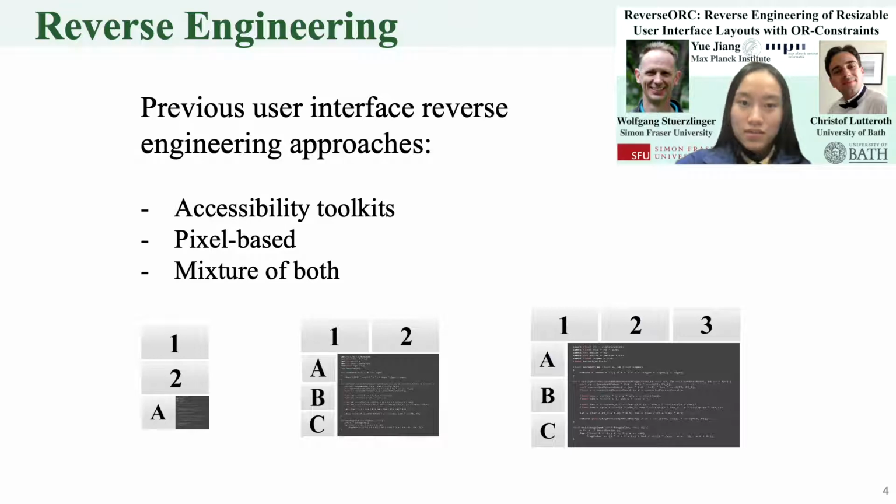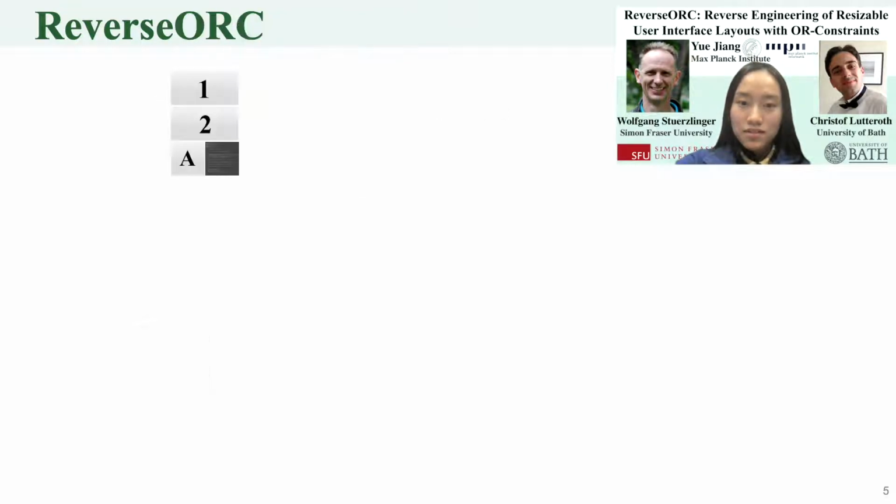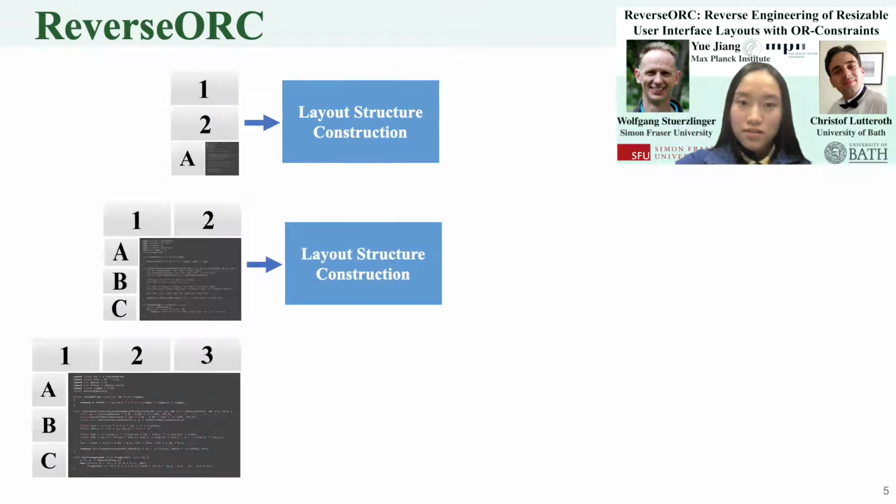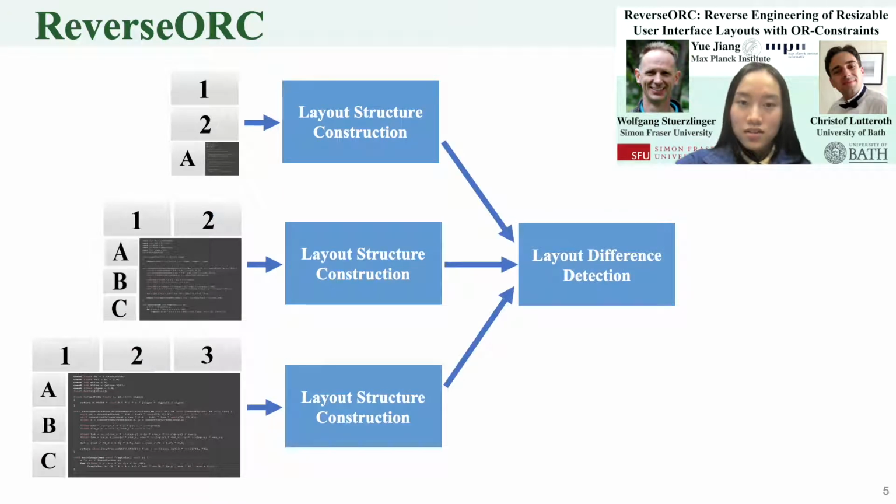No previous approach reverse engineers the dynamic resize behaviors of a UI layout. We propose ReverseORC, a novel reverse engineering approach able to discover diverse layout types and their dynamic resizing behaviors independently of their implementation. ReverseORC samples multiple sizes of the user interface to detect changes of the layout and then synthesizes a new layout specification based on the results.